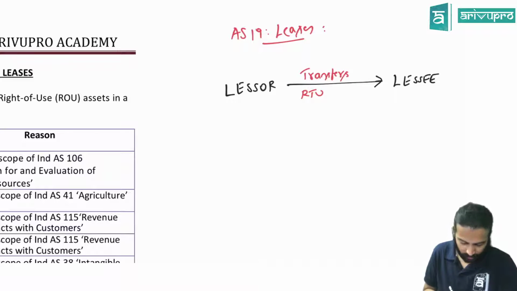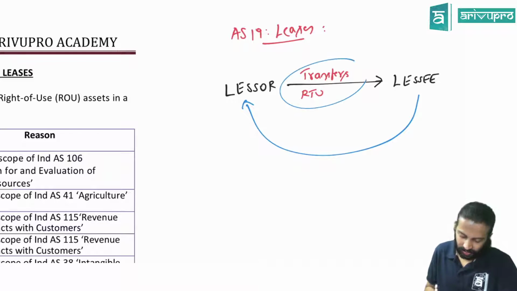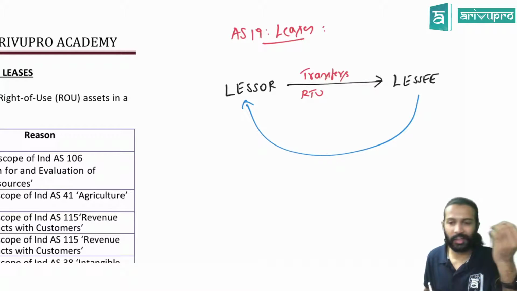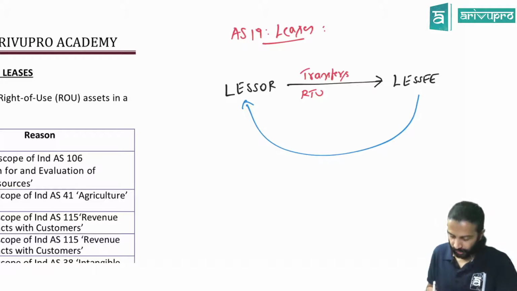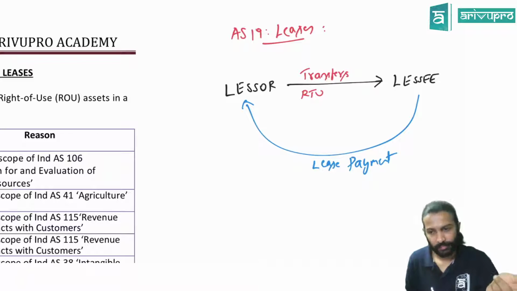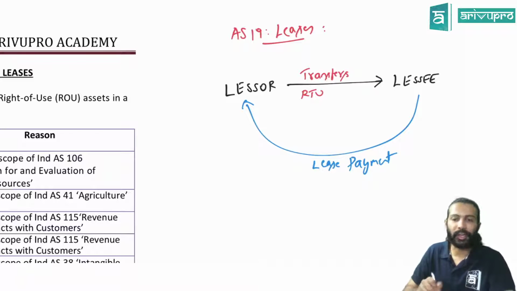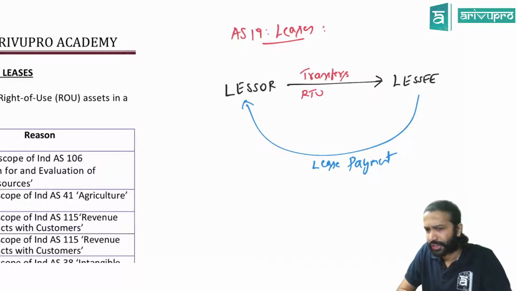In return, what does the lessee do? He pays the lessor something. Since he got the right to use the asset for a certain period of time, let's say 5 years or 7 years or whatever is the lease contract, in return he'll pay some consideration, which we'll call lease payment. Okay, so this is nothing but the lease, correct? Two persons are involved, lessor and lessee, wherein the lessor transfers the right to use the asset to the lessee for a certain period of time, and in return the lessee will pay some money to the lessor. It's a simple lease transaction.